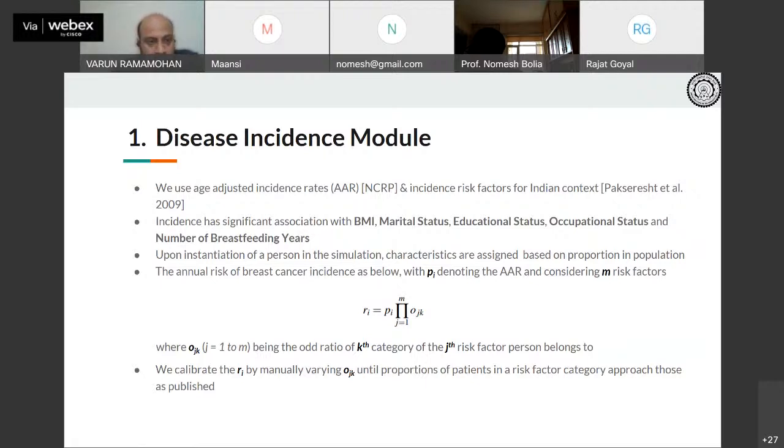It is well known that parity, which is the number of children that the person has birthed, is inversely correlated with the risk of developing breast cancer in women. So that is well known, and the idea is that the number of breastfeeding years is basically a proxy for parity.